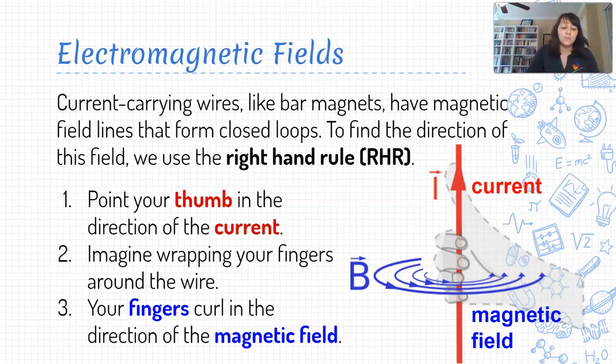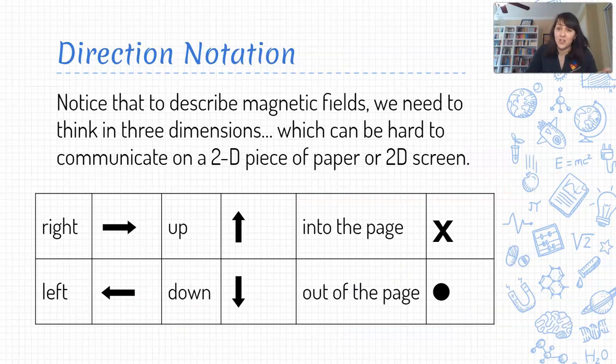Okay. Now, one thing that's challenging about talking about magnetic fields is that we inherently have to think in 3 dimensions because we have our current going one way and that's perpendicular to the plane that the magnetic field lines are in. So we're inherently covering X, Y, and Z dimensions. And that's tricky when we're trying to communicate in a 2-dimensional screen or on a 2-dimensional piece of paper. So to help us out, we've got some notation. So right and left, up and down, those are straightforward. We know how to represent those on a 2-dimensional piece of paper. We've got arrows to the right, left, up, or down.